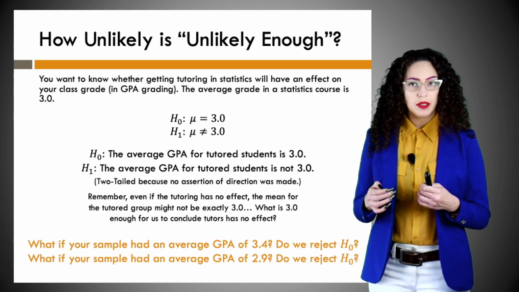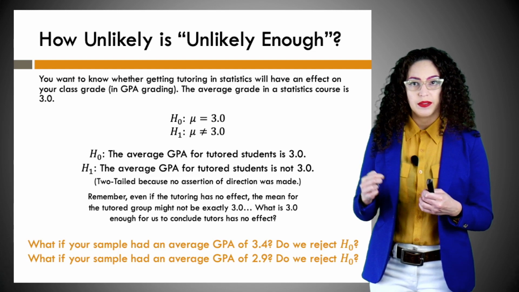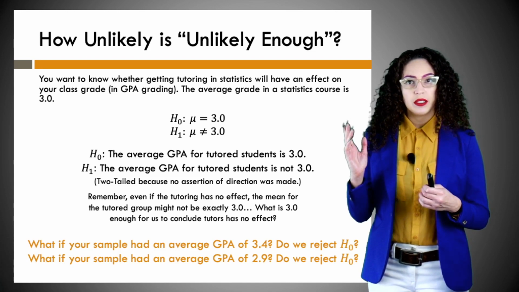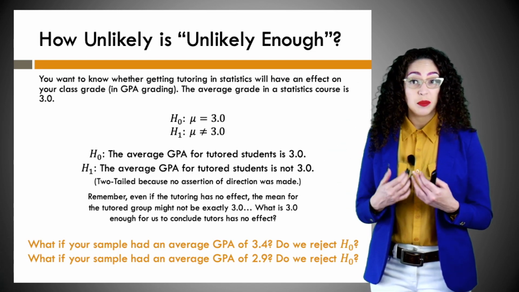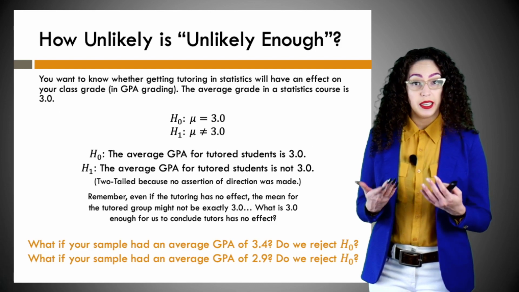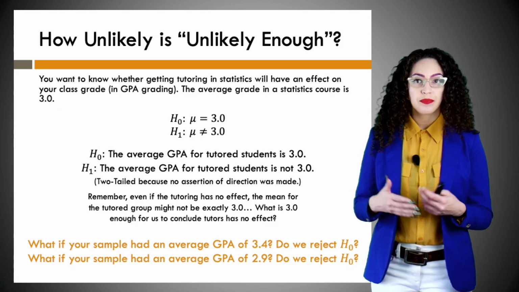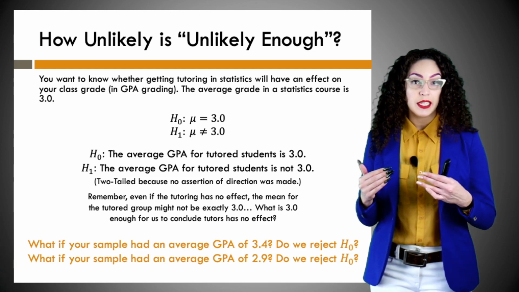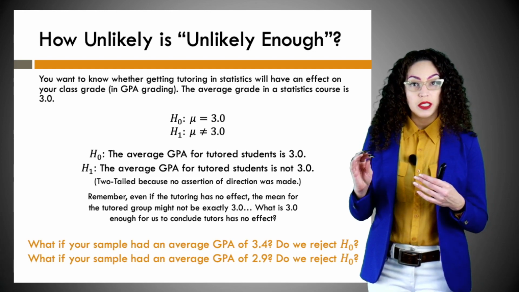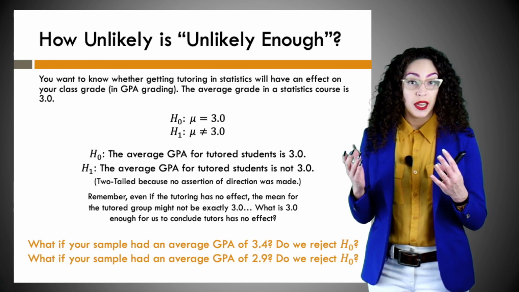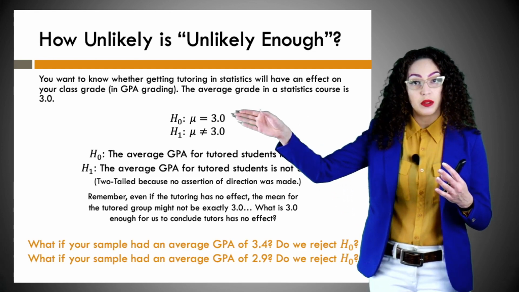Let's look at an example about how unlikely is unlikely enough. Say you want to know whether getting tutored in statistics actually has some sort of an effect on your class grade on the GPA scale. The average grade in a statistics course is 3.0. So if that is the status quo, we are going to assume in the null world that tutoring has no effect, so mu is going to be equal to 3.